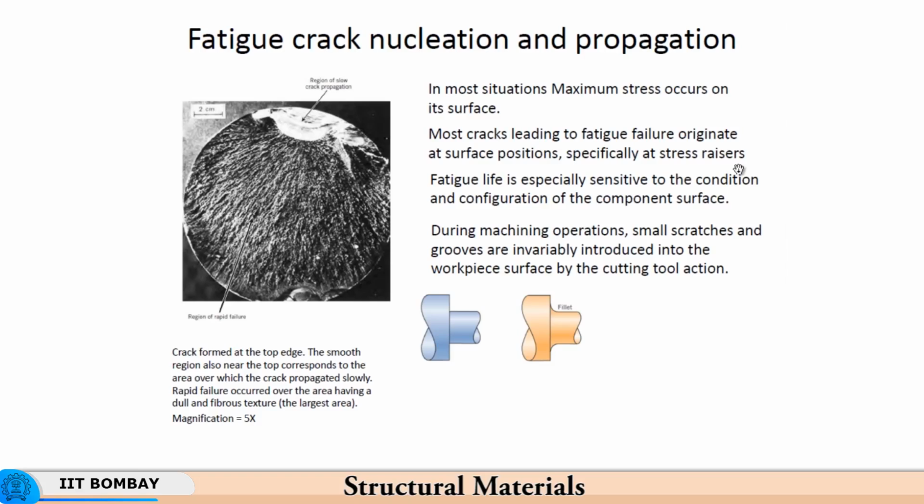So most cracks leading to fatigue failure originate at surface positions, especially the stress raisers. For example, here you have a stress raiser in the form of an abrupt change in cross section. So at this corner you would expect the stress concentration to take place and the crack to start.